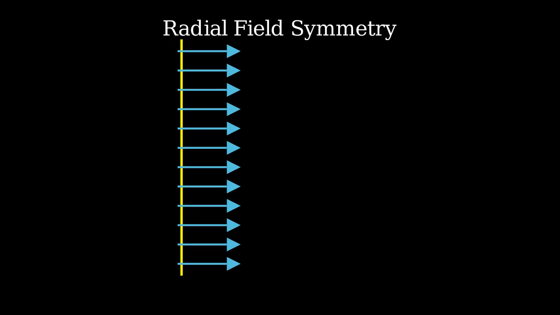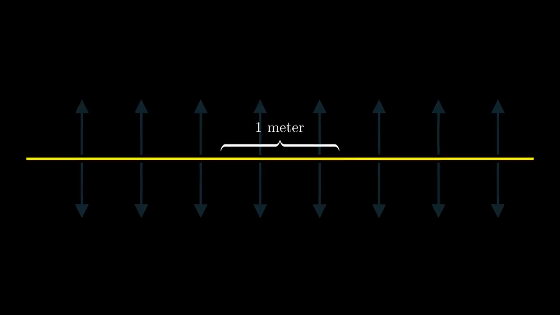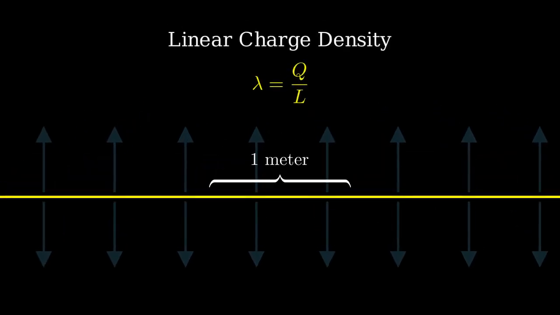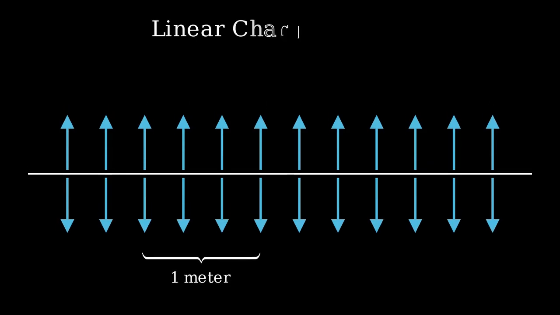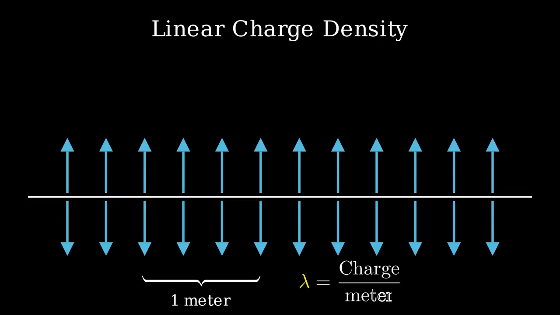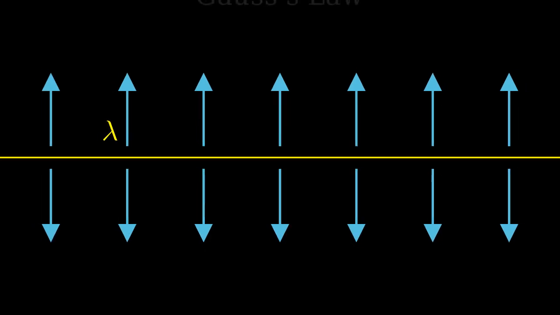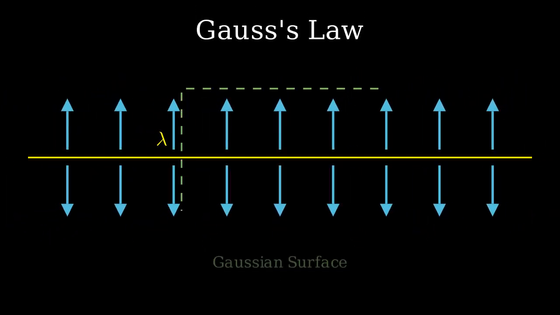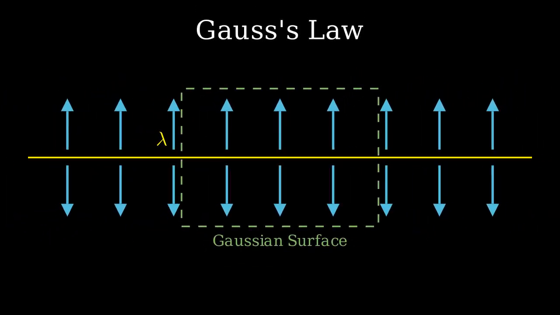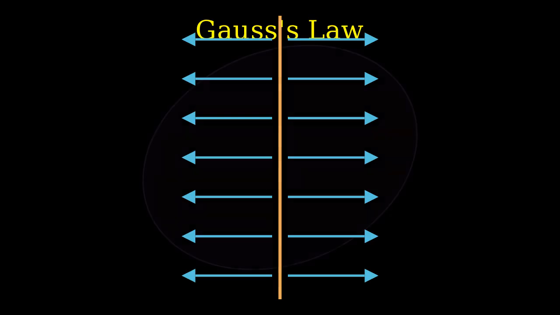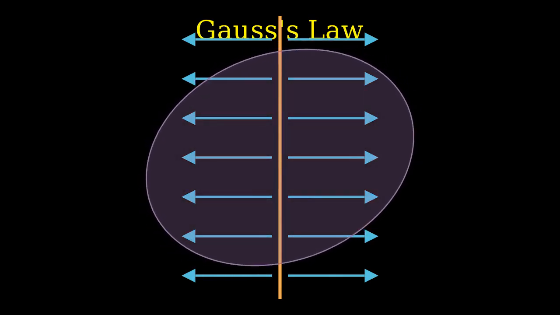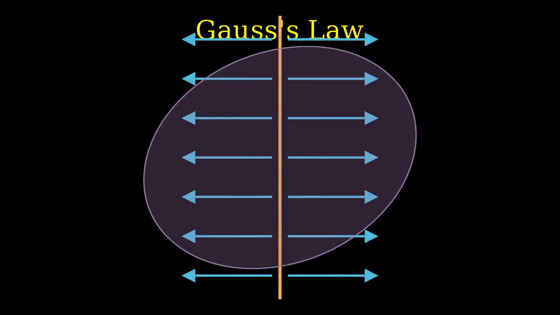To calculate this exactly, we first need to know how packed the charges are. We call this the linear charge density, represented by the Greek letter lambda, which simply means the amount of charge per meter of wire. Now, instead of adding up infinite tiny vectors, we can use a physics cheat code, Gauss's law. Gauss's law says if we trap charge inside an imaginary 3D shape, the total amount of field piercing that shape depends only on the charge inside.